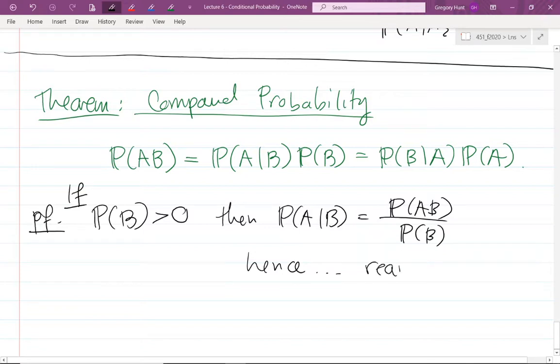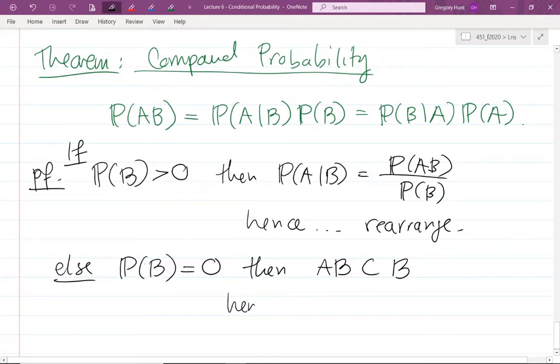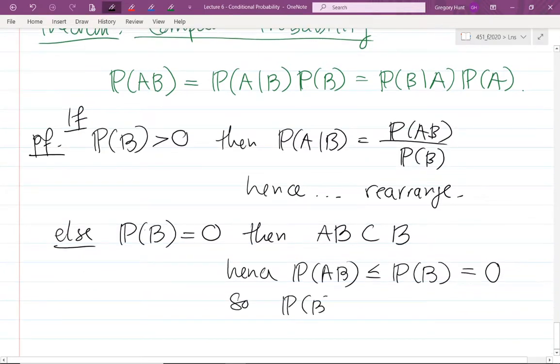I can rearrange this. I just move my probability of B to the other side, and I get my formula. The other case, the else case, is: what if the probability of B is 0? Then notice that AB is a subset of B. Hence, the probability of AB, by a rule, should be less than or equal to the probability of B, which is 0. So the probability of AB is 0.